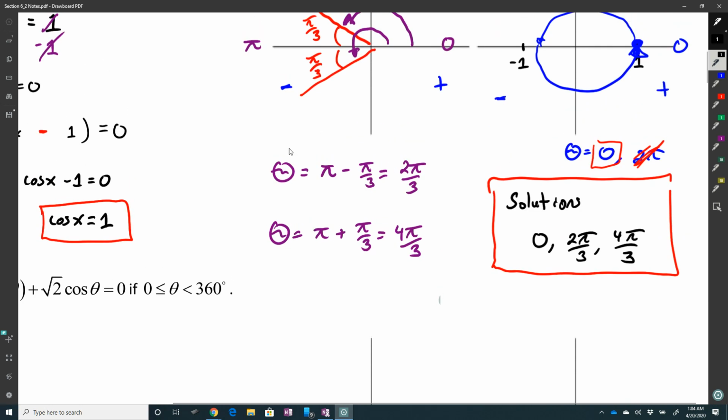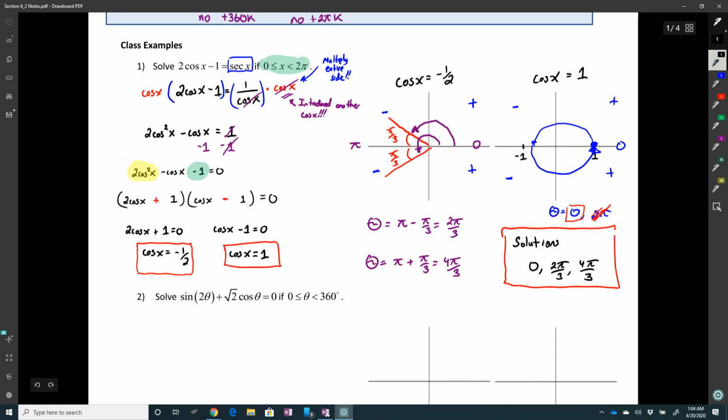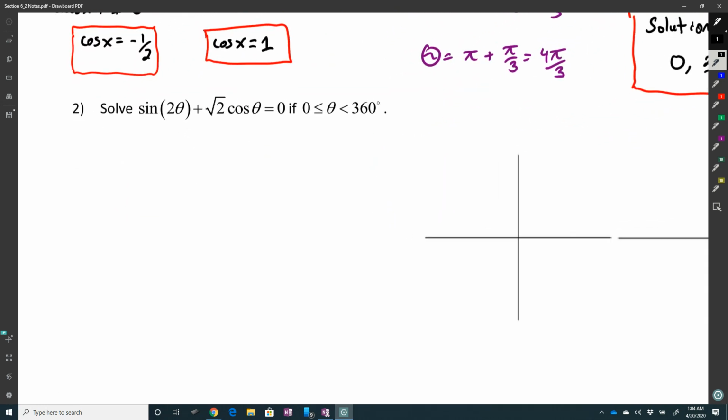All right. Anyway, let's go to the next one. So that was our first problem. The next one, solve sine of 2 theta plus square root of 2 cosine theta equals 0. Now here we're in degrees. So first we're going to rewrite this.